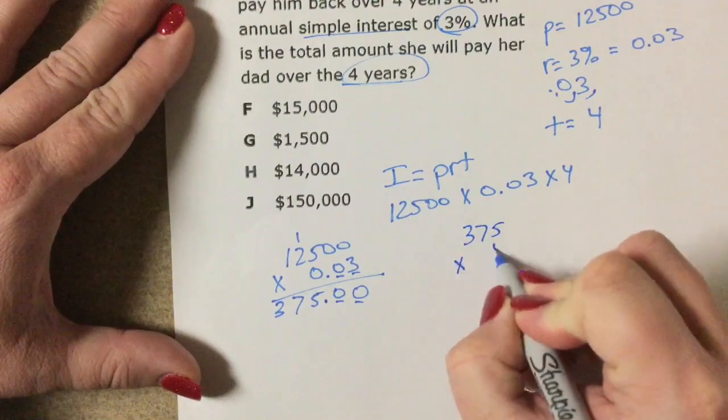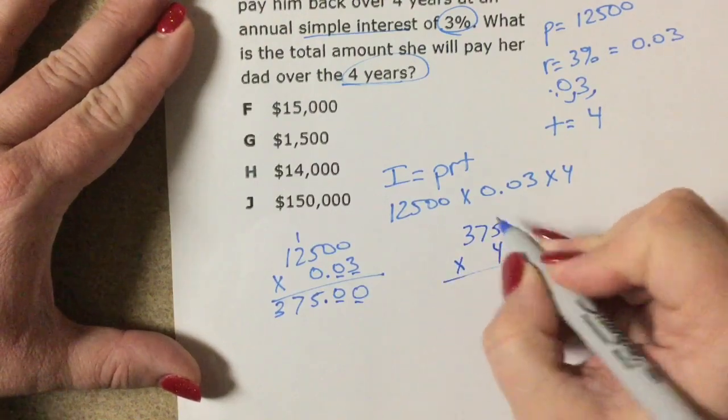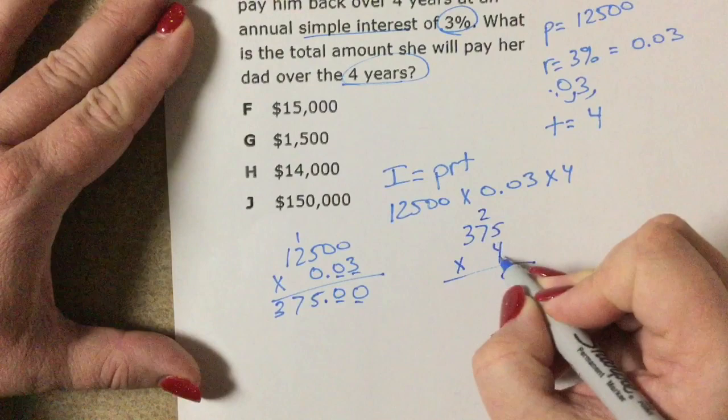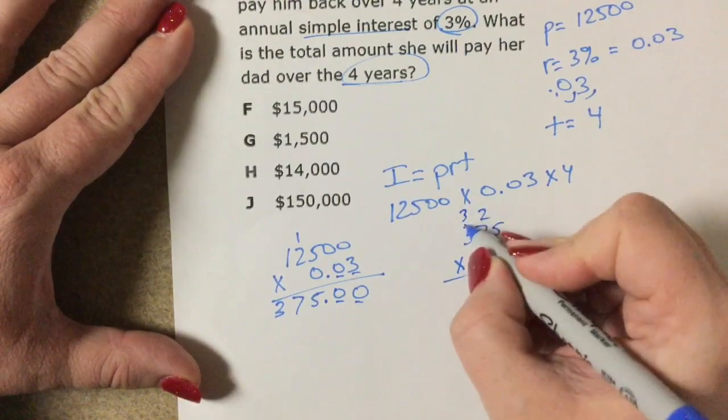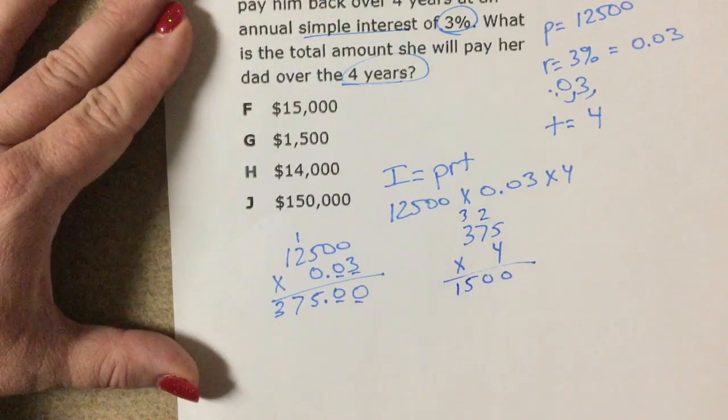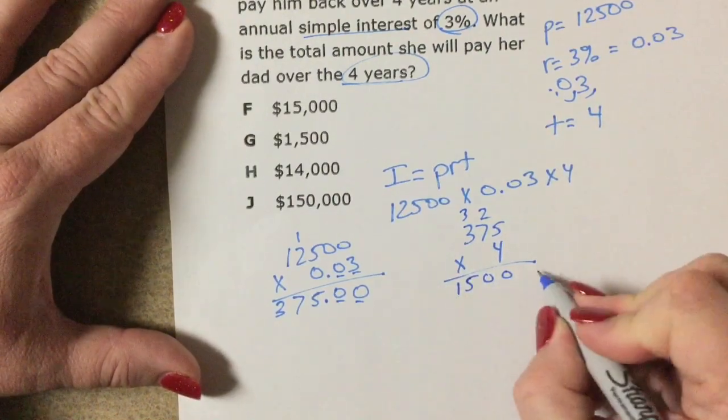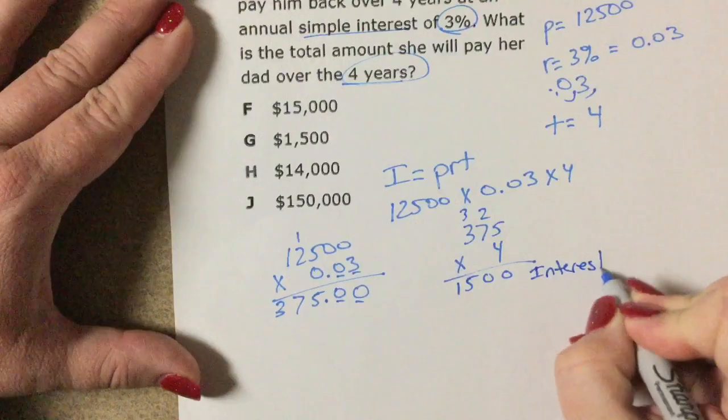So 375 times my 4 years. 5 times 4 is 20. 7 times 4 is 28, plus 2 is 30. 4 times 3 is 12, plus 3 is 15. All right, so this is my interest.